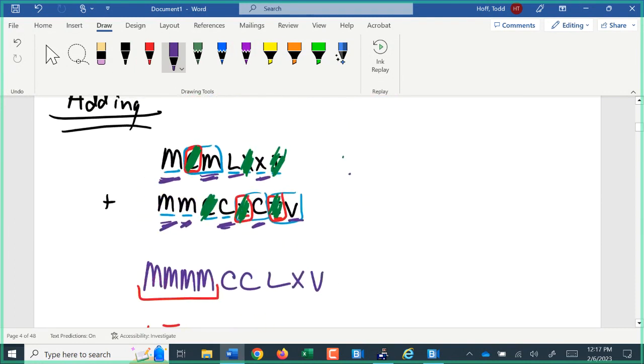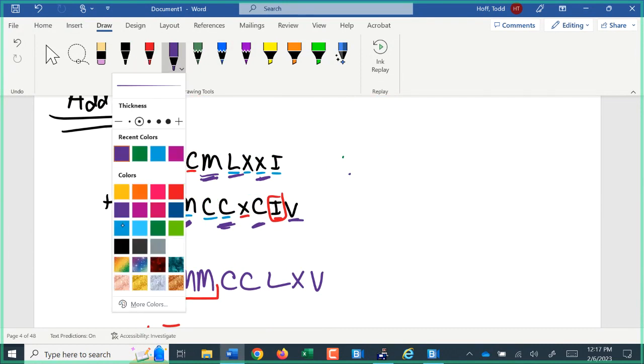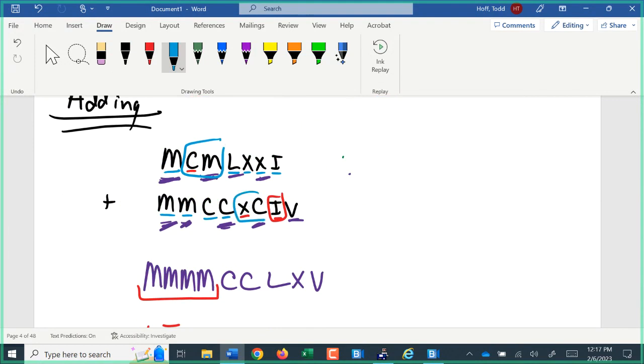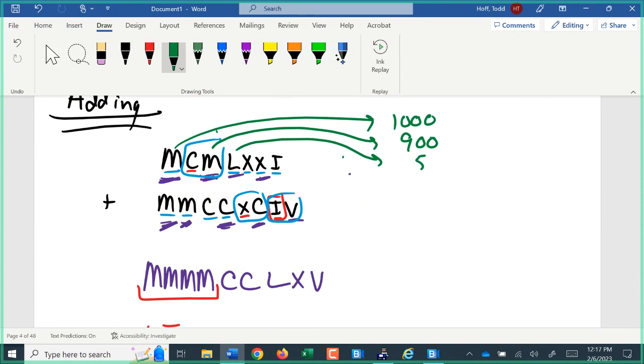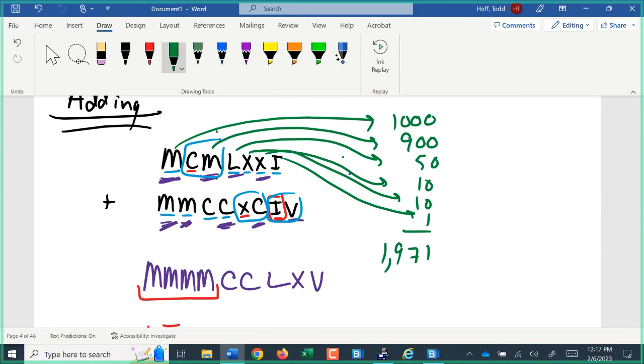Well, let's decode the original numbers just to make sure we get the same result if I convert them to our standard numerals and back again. So again, I'll go back to grouping the ones that go together. So this digit here, this first one, this is 1,000. This is 1,000 minus 100, or 900. 50, 10, 10, and 1. 1,971.